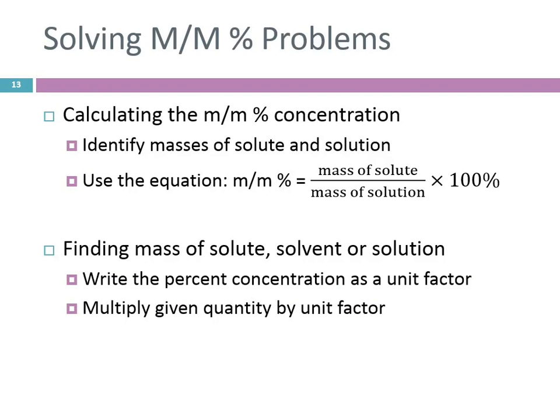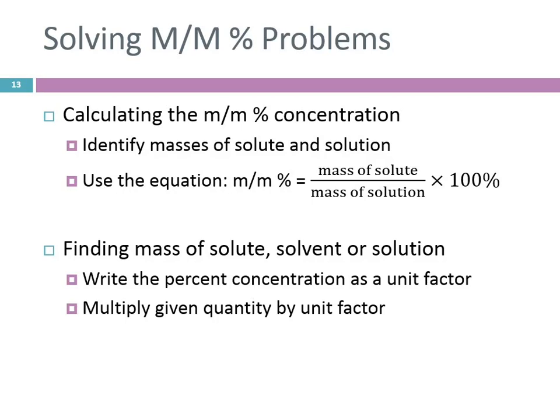Calculating mass percent concentration. So there's two basic types of mass percent problems. One is they're asking you to find the concentration. We already did one of these. You need to figure out the mass of your solute and the mass of your solution. If they give you the mass of solvent, you need to add the solute and the solvent together to make up the solution. Those three words get really confusing, don't they? And then you just use this equation. So we did one of those.